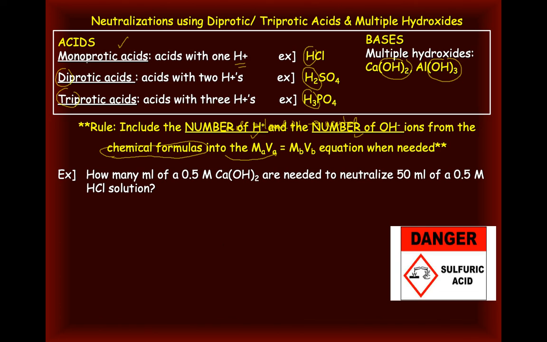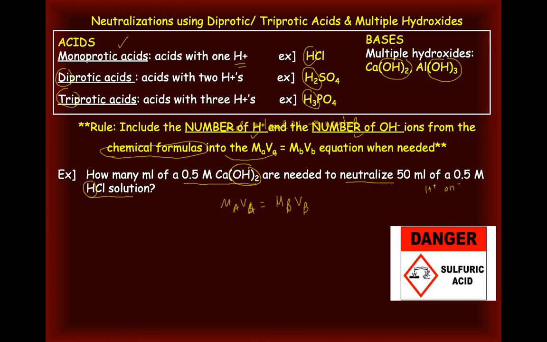So for example, I'm going to show you what we're talking about. How many milliliters of a 0.5 molar calcium hydroxide solution are needed to neutralize HCl? Well, let's go back to our MAVA equals MBVB formula. Now, we're going to add something to this formula, so I want you to make sure you check. If you see there are two hydroxides and it doesn't match the number of H's, these should always match, because 1 H and 1 OH make 1 water. If you have extra of each, then you're not going to neutralize, and you want to make sure you neutralize.